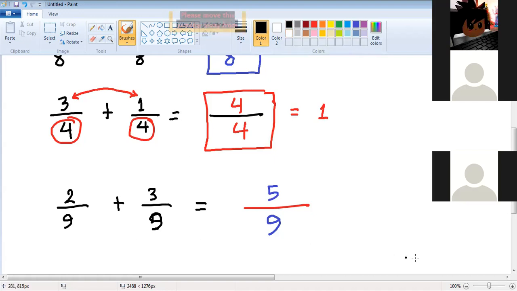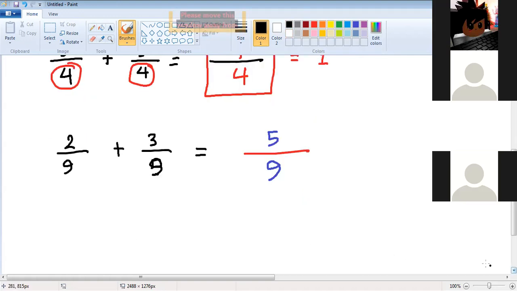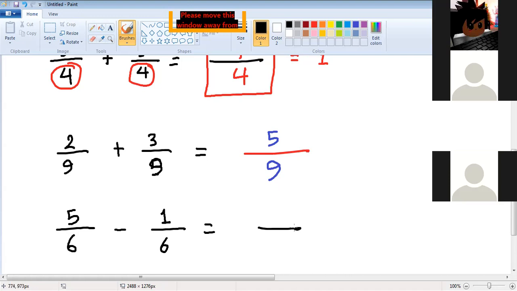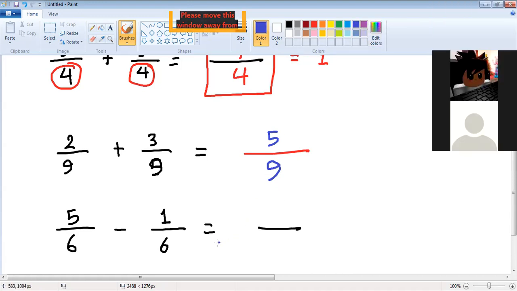But I didn't understand the minus. Okay, let's take another one for minus. You say 5 over 6 minus 1 over 6. The same. How? You can't minus... listen. What are the two denominators?